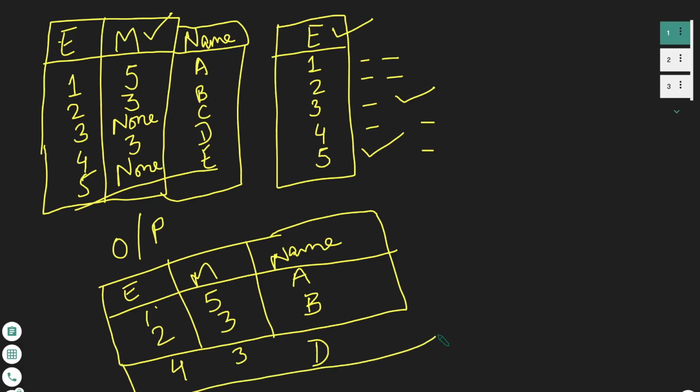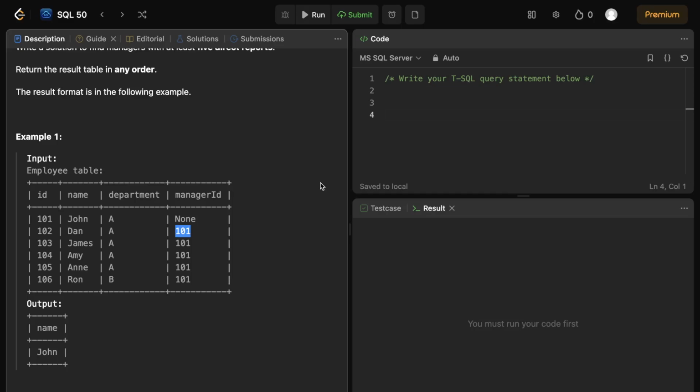Now we have a list of all the employee and manager combinations. So under manager 5 I have A, and under manager 3 I have B and D. Let's start writing the query for this.